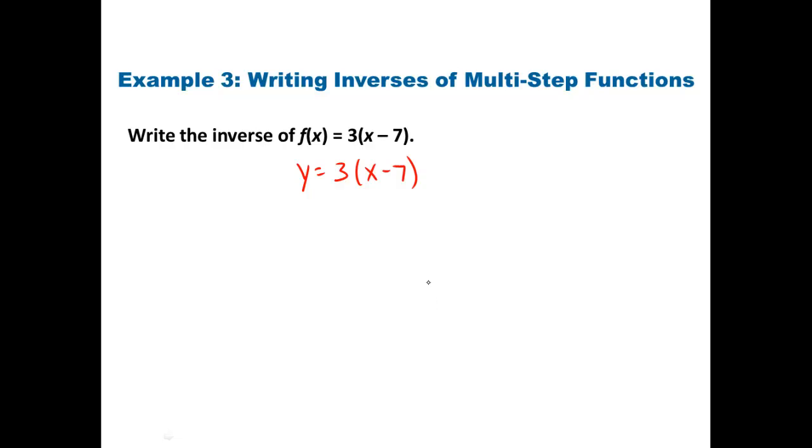Next step, the input and output switch, so x equals 3 parentheses y minus 7. Next step, solve for y. All right, so let's see. Divide by 3. x over 3 equals y minus 7. And then add 7.